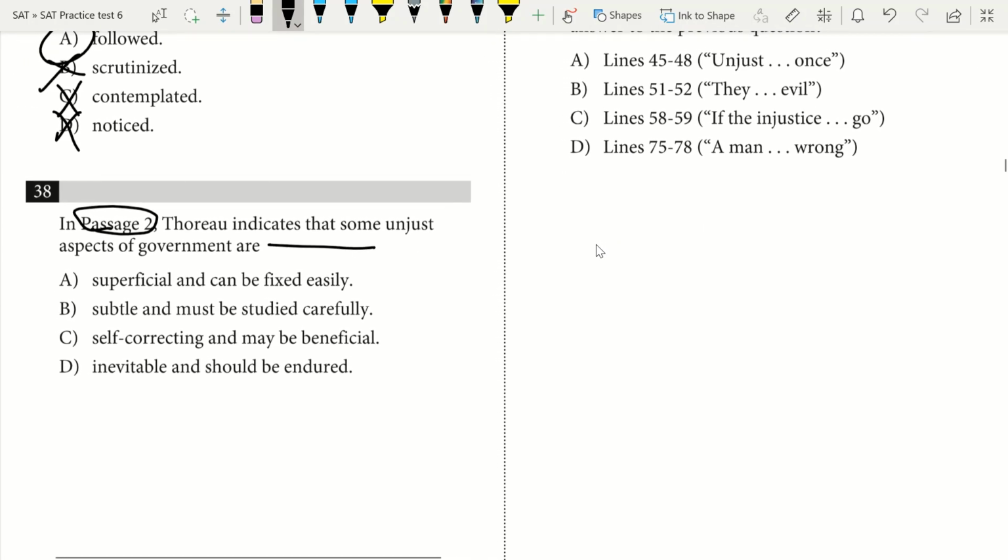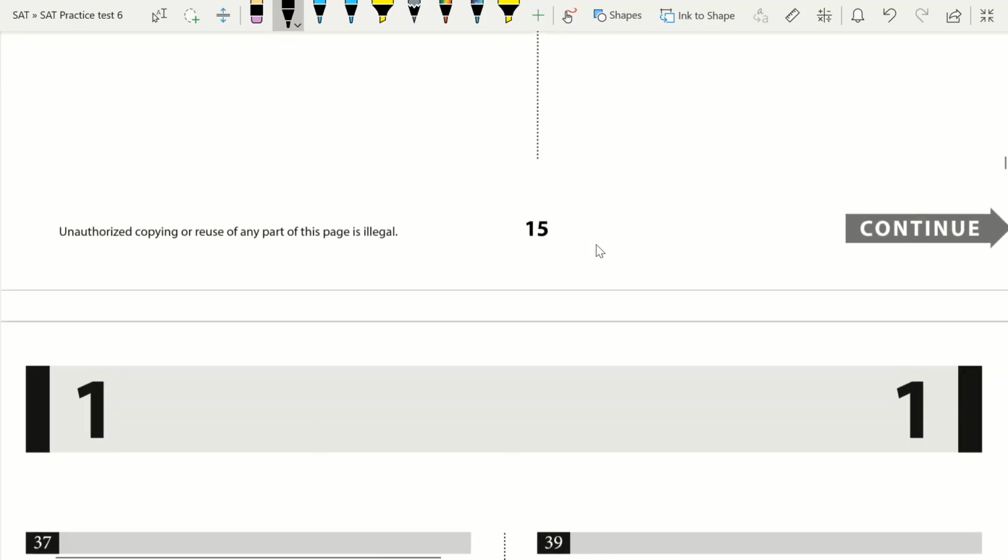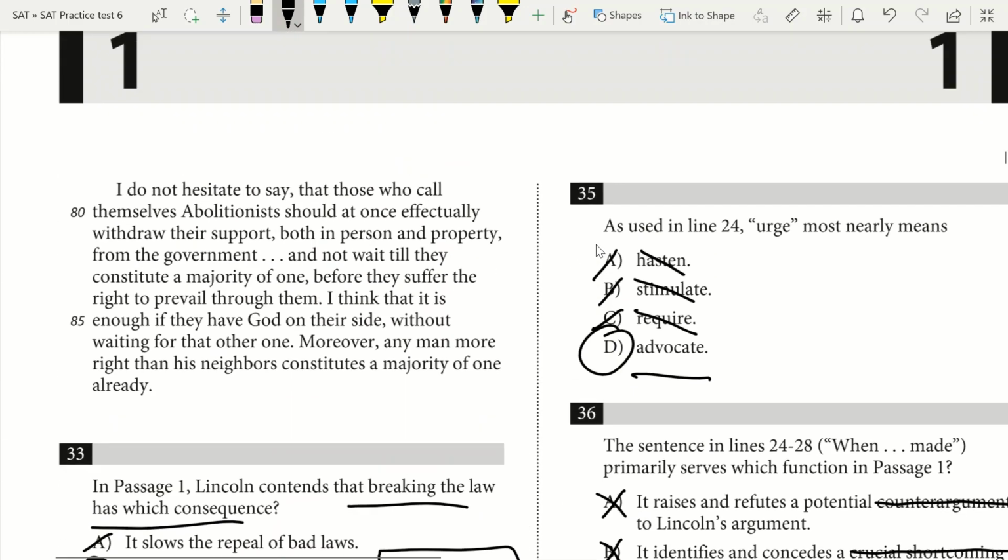So Thoreau's indicating some unjust aspects of government are what? Okay, that's going to be inevitable, and should be endured. So how do I know that? Well, if I go back up and I'm asked for evidence, so I'm going to need to get evidence for this anyways.